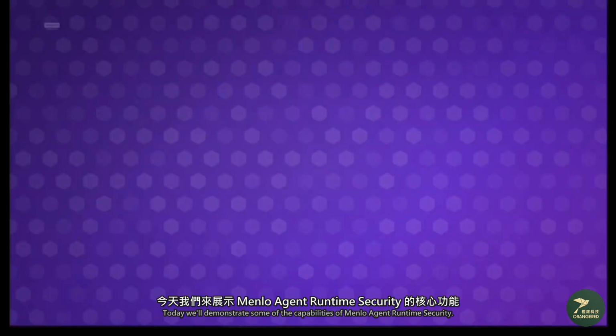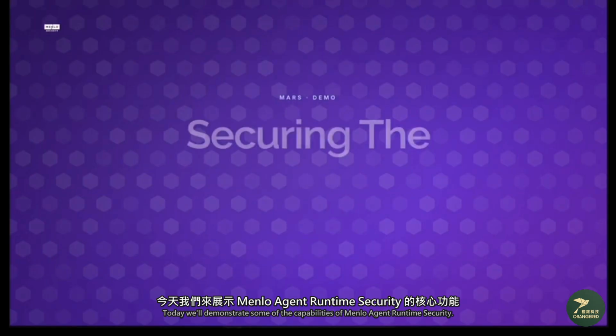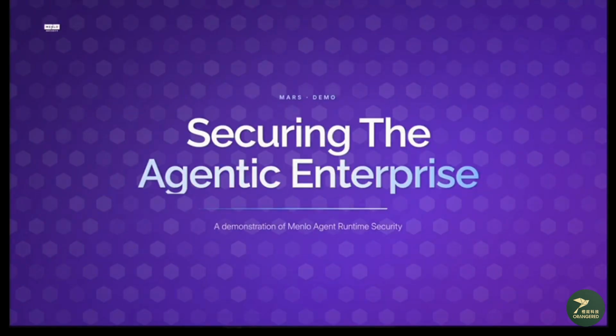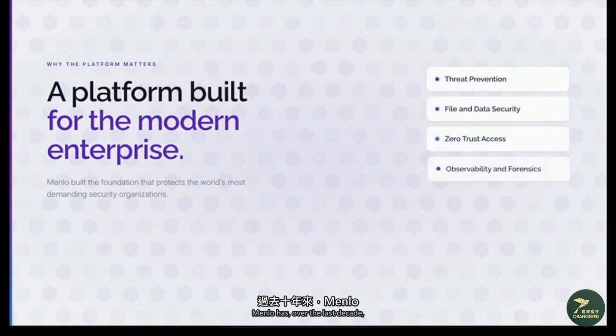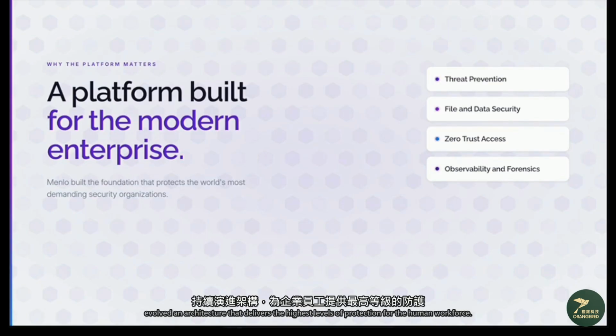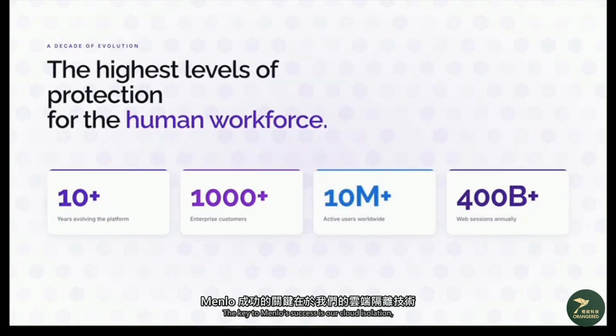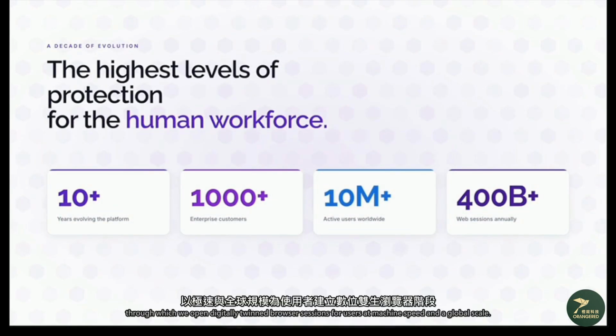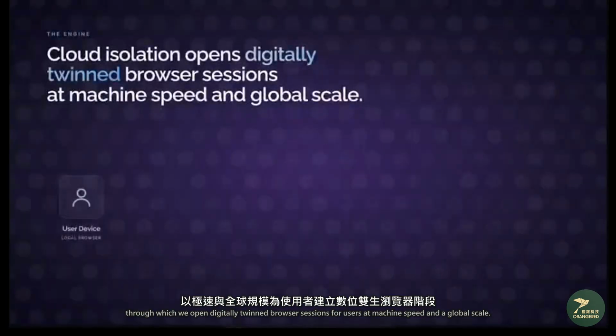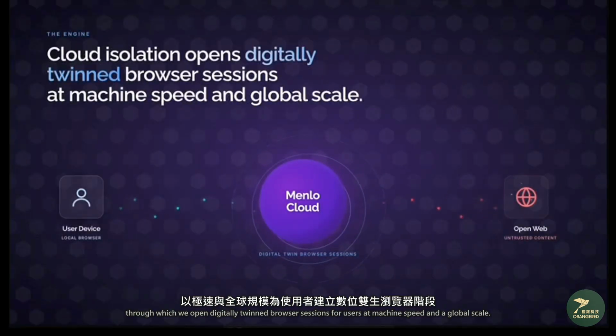Today, we'll demonstrate some of the capabilities of Menlo Agent Runtime Security. Let's start with the importance of Menlo's platform. Menlo has, over the last decade, evolved an architecture that delivers the highest levels of protection for the human workforce. The key to Menlo's success is our cloud isolation, through which we open digitally twinned browser sessions for users at machine speed and a global scale.